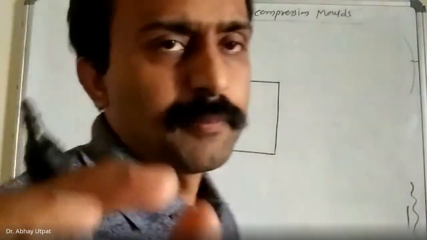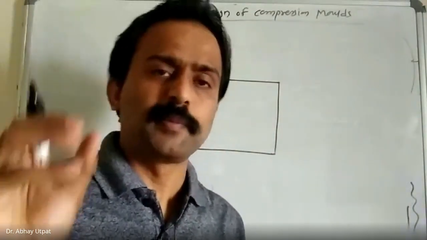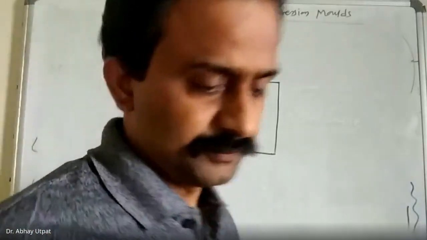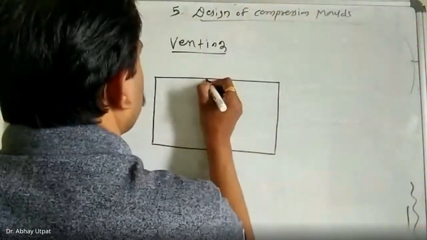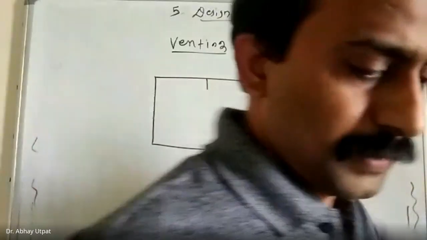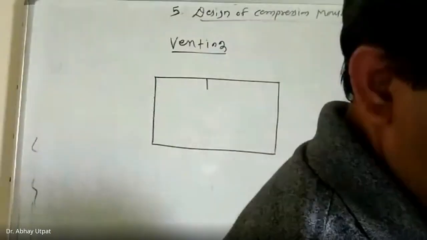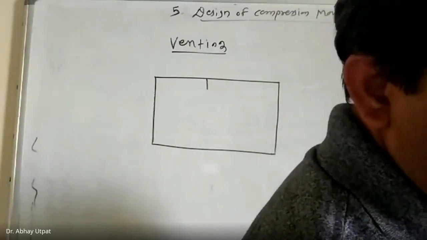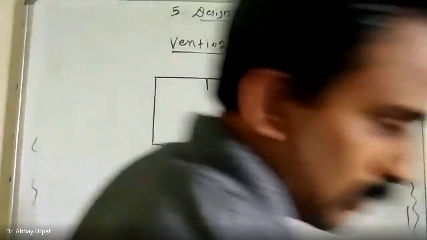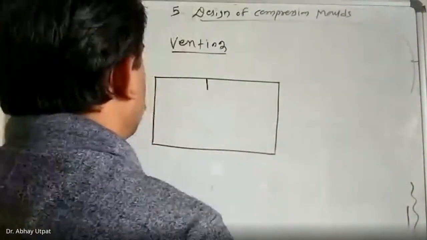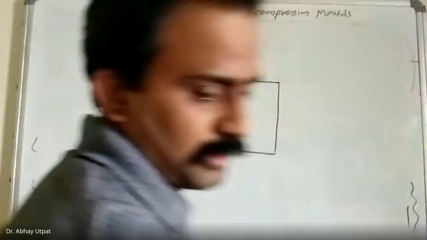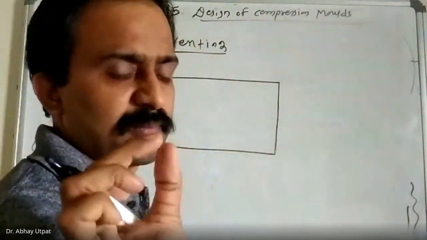So there is a minimum to maximum. Minimum gap may be 0.254 to maximum depth may be 0.013. Okay, just check. Minimum clearance around the ejector pin must be provided, otherwise there may be a problem of jamming of the ejector pin. Minimum clearance.